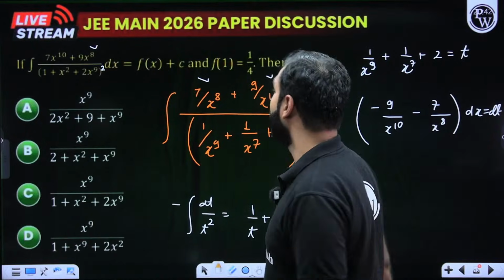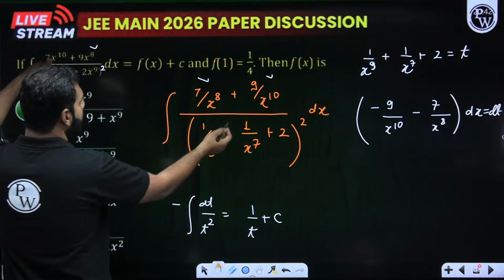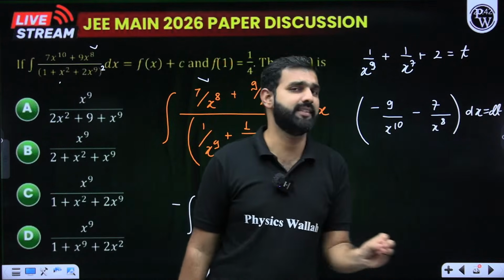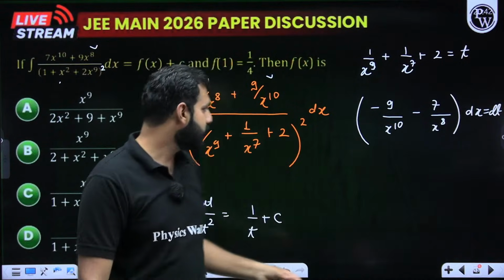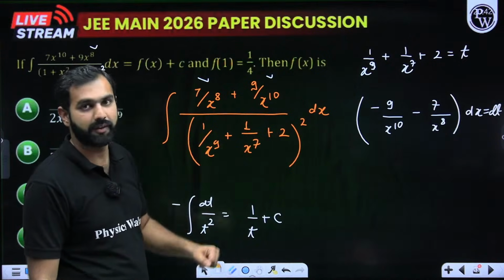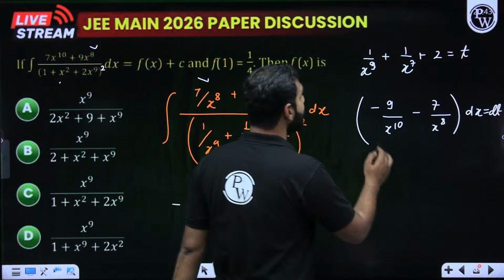Can I move ahead? When you take x to the power 9 common from the denominator, it will be 1 by x to the power 9, plus 1 by x to the power 7, plus 2. Now, the simplest thing you must be able to think of is, if I substitute this by t, so here I hope you know how to differentiate it.